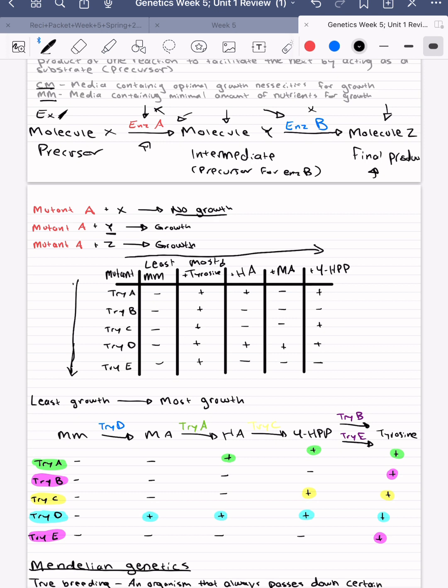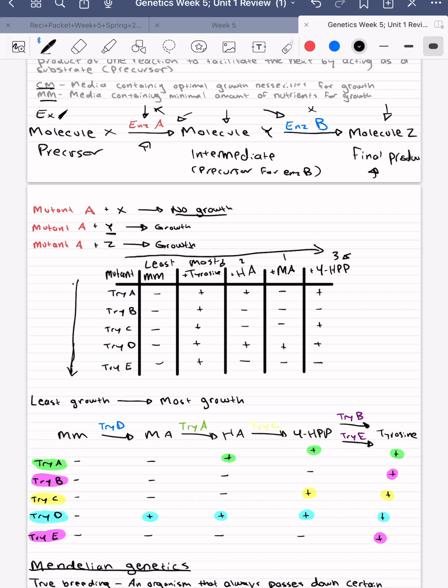We can see that HA had 2 spots of growth, MA had 1 spot of growth, 4-HPP had 3 spots of growth, meaning that HPP comes right before tyrosine, HA comes right before HPP, and MA comes right before HA, and then you have minimal media.